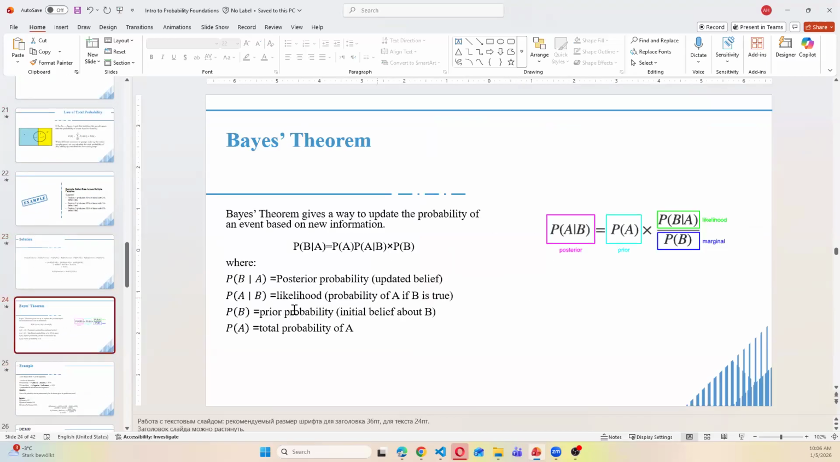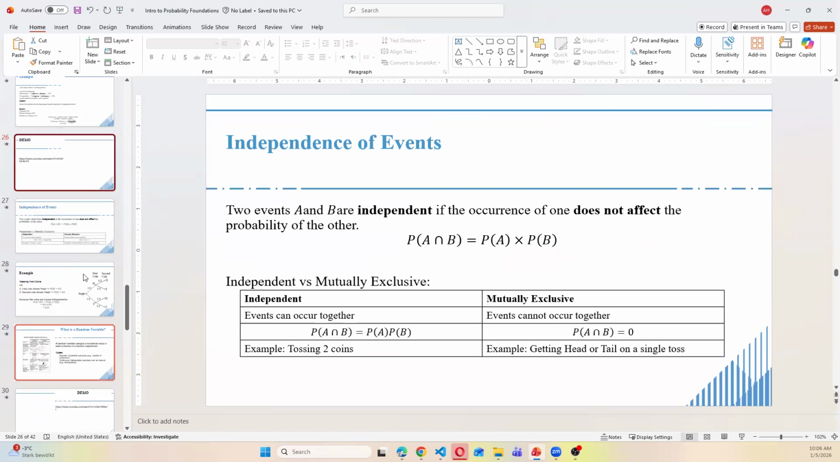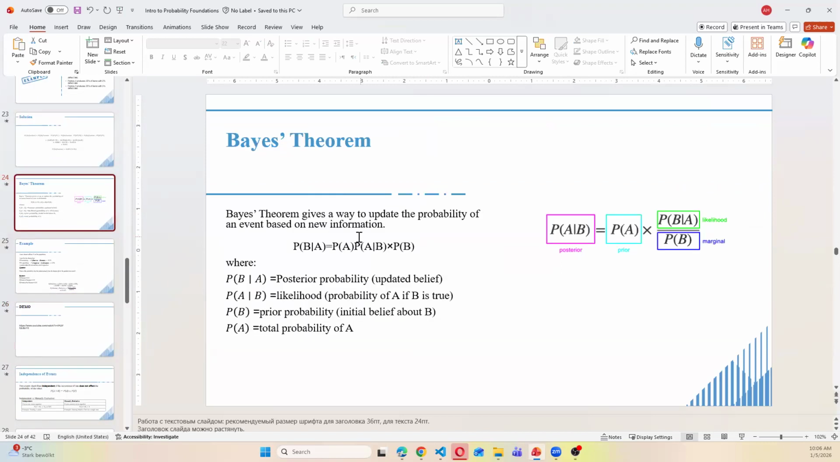Then we have another formula, Bayes' theorem. Please keep in mind this is also a very important one. Let me see if I can find a video for you for this one, because it's a very important topic. There are machine learning algorithms based on this theorem.